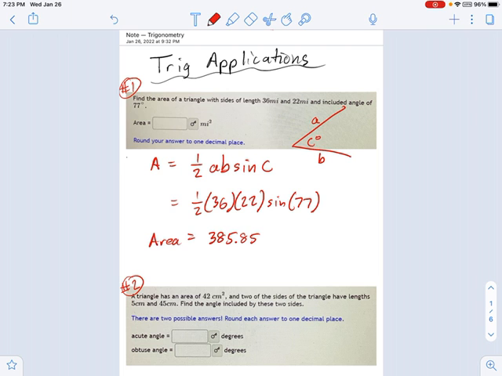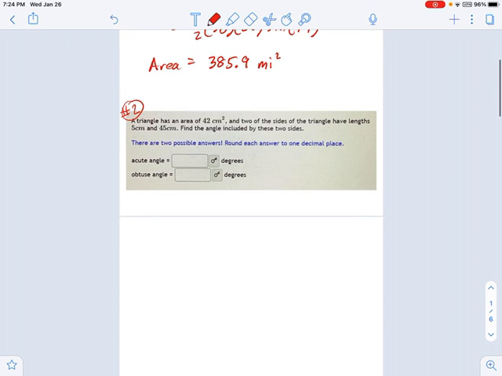This problem says to round it to the nearest one decimal place, so you can do that if you like. You don't have to. It just means if you're going to be inaccurate, make sure you're at least this accurate. You have to at least have one decimal of accuracy. So there we go. And if you want, this is going to be miles squared, since it's length times length, miles times miles.